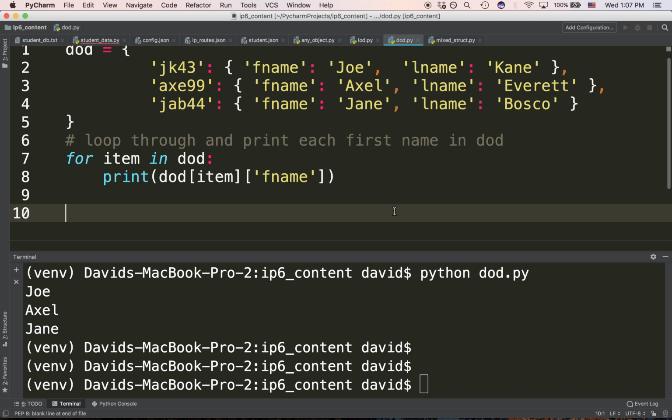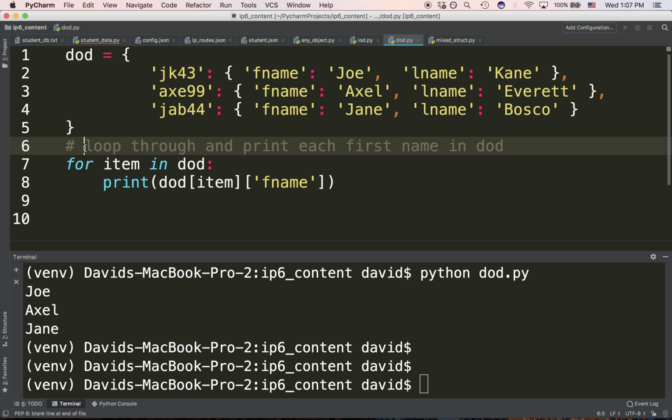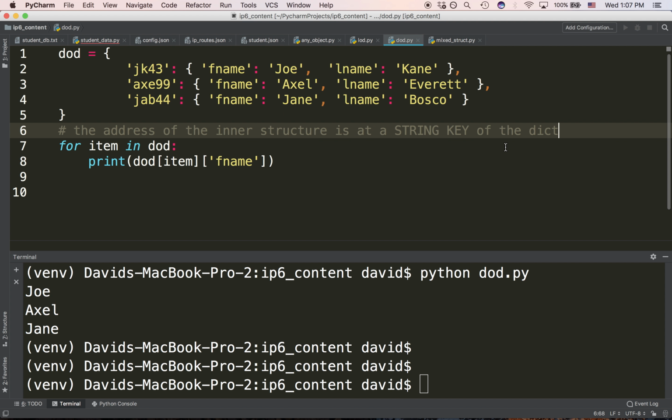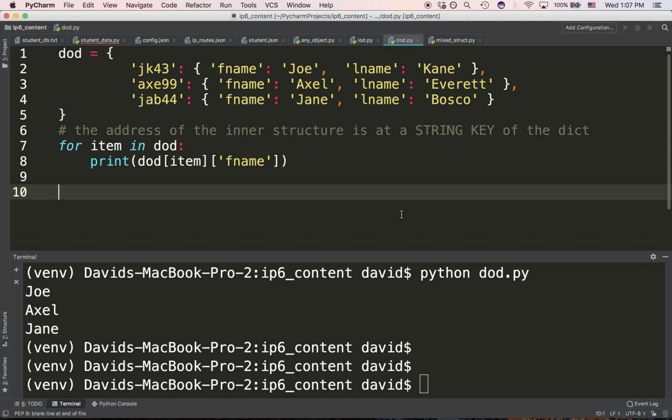But what's really complicated about a dictionary of dictionaries is that the address of the inner structure is at the subscript of DOD, the string key. So the address of the inner structure is at a string key of the dict. And so that's how we're able to loop through and visit each one. That's the trick with a dictionary of dictionaries.